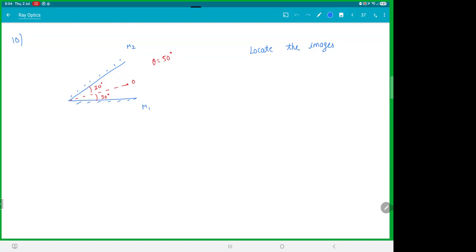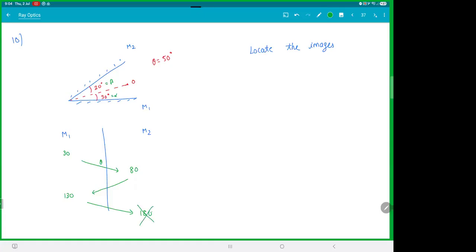Let's see this thing. Same story. M1, M2. I'll call this alpha, I'll call this beta. So this is 30, 30 plus theta, 80, 80 plus 50, 130, 130 plus 50, 180. So we don't count this.